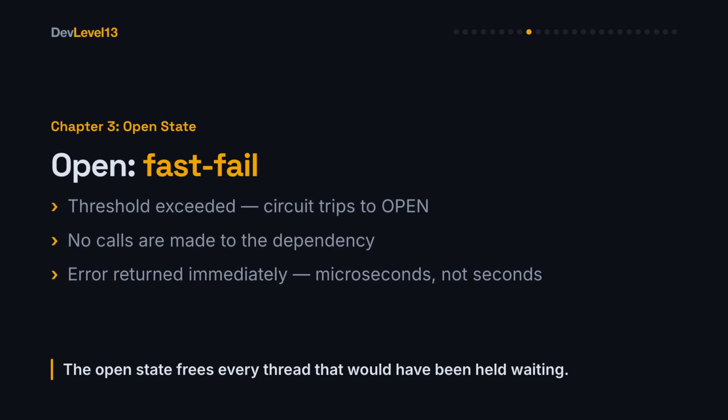When the breaker trips to open, the behavior changes completely. Every call to the protected function immediately fails without making a network request. This takes microseconds instead of 30 seconds. The threads that were being held waiting for timeouts are now free to handle other work. The cascade stops.